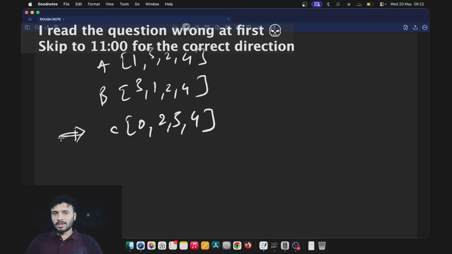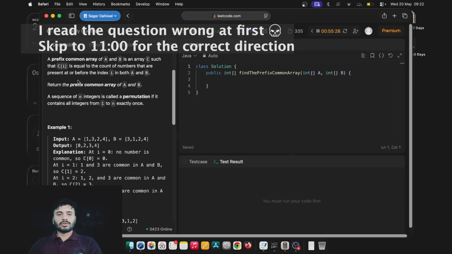At this point, my suggestion for all the beginners is do not try to code it, just understand the problem itself first. If you get the problem and what it means, then you can think about the solution. But first we need to know the problem itself, right? So at i equal to 0, there is no common. What does this mean? And if you see, it's clearly indicating the prefix common array.